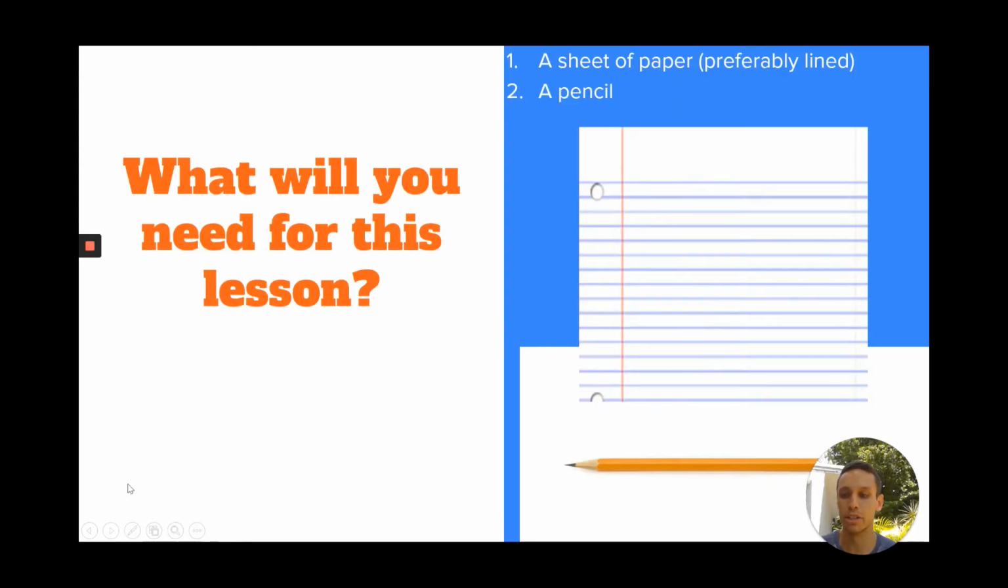What you're going to need is a sheet of paper and a pencil. So go ahead and grab that now, and when you're ready, click continue.